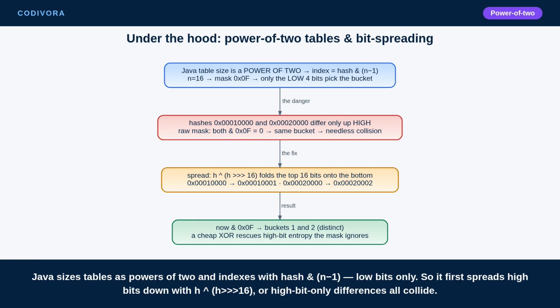Take two hashes that differ only high up, hex 1000 and 20000. Masked raw, both give bucket 0, a collision for no reason. Java's one-line defense, run before masking, XORs the top 16 bits onto the bottom 16. Now they map to buckets 1 and 2. It is a cheap smear that rescues the high-bit entropy the mask would otherwise throw away. That is why the earlier HashMap capacity picture was a simplification.